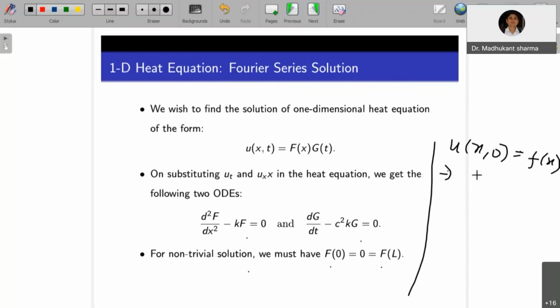Okay, so this implies f of x into g of 0 is f of x. Now, note that f of 0 is 0 and f of L is 0. Okay, so f of 0 is 0 and f of L is also 0.